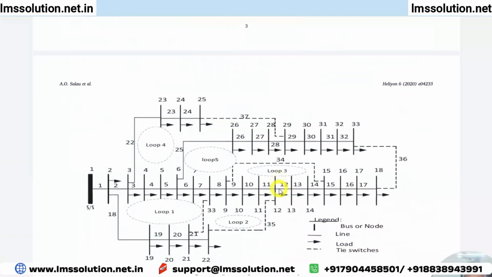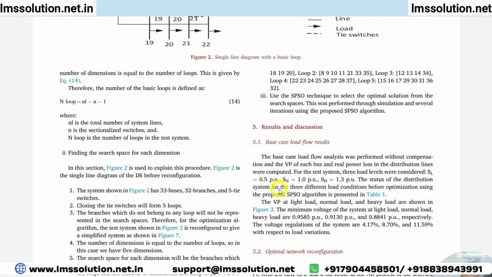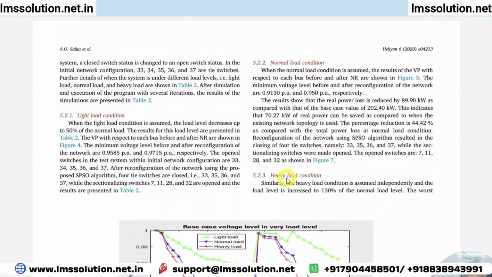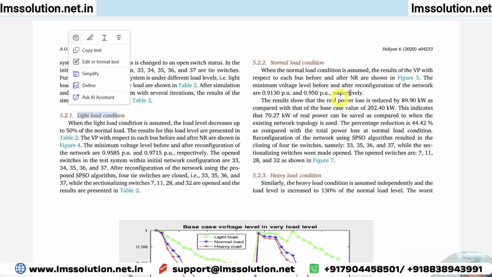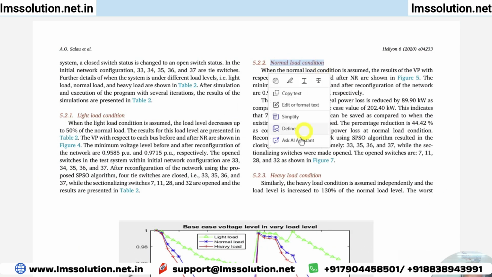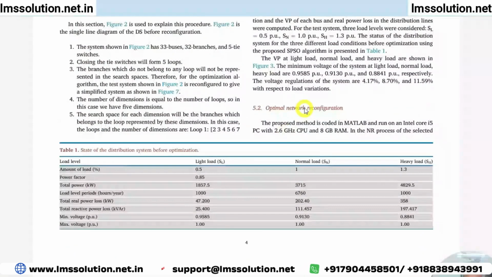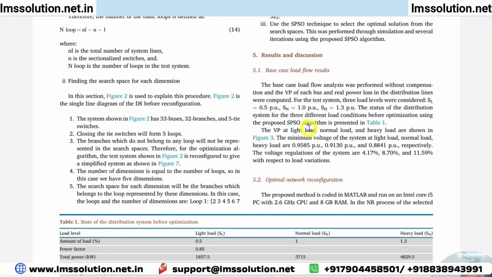And then in this paper they consider case studies: one is the base case, another is the light load condition, then the normal load condition and then the heavy load condition. Base case means we are not applying any reconfiguration. We just take the 33 bus system and find out the power loss.